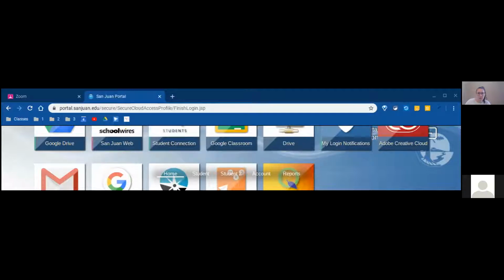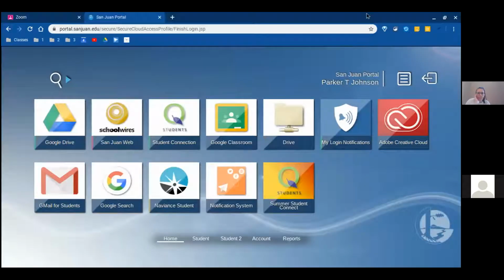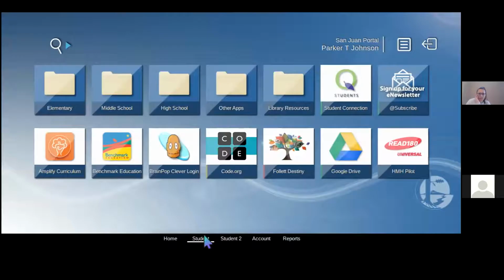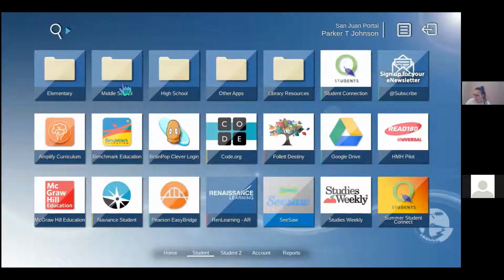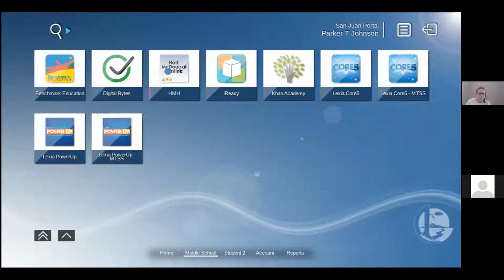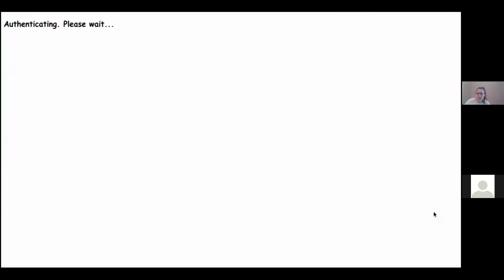So Parker is, I see part of his screen. He's going to his portal. We're just going to be super patient. All right, I see the Holt McDougall online. Perfect. He's going to take us all the way there.